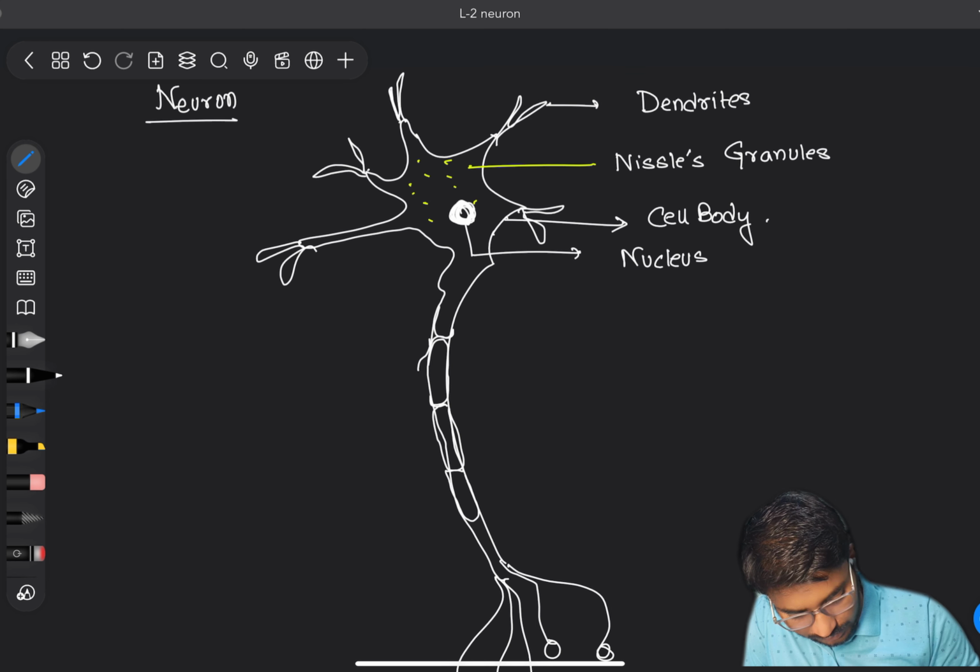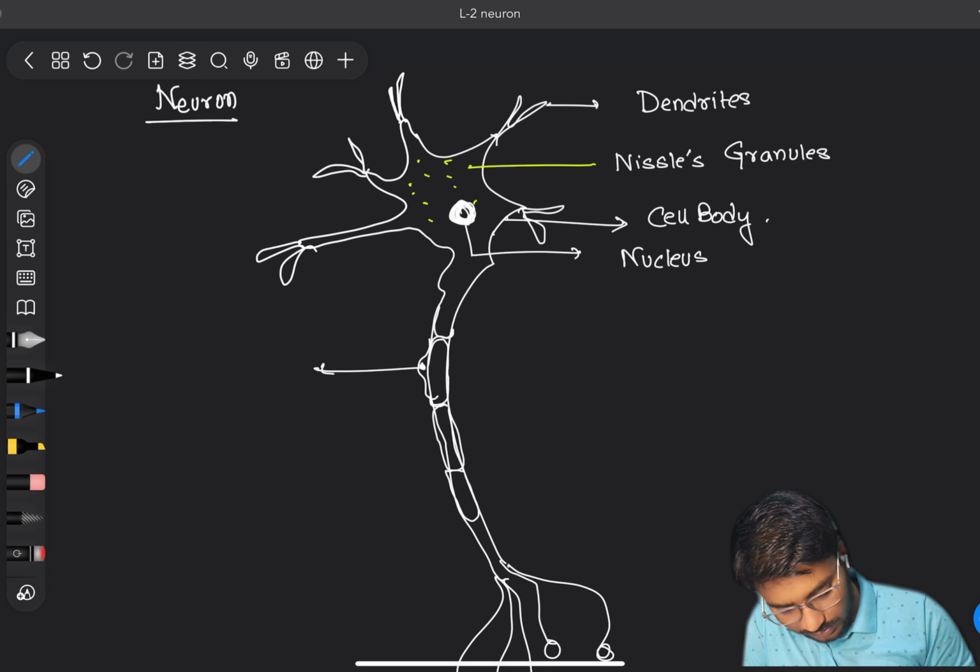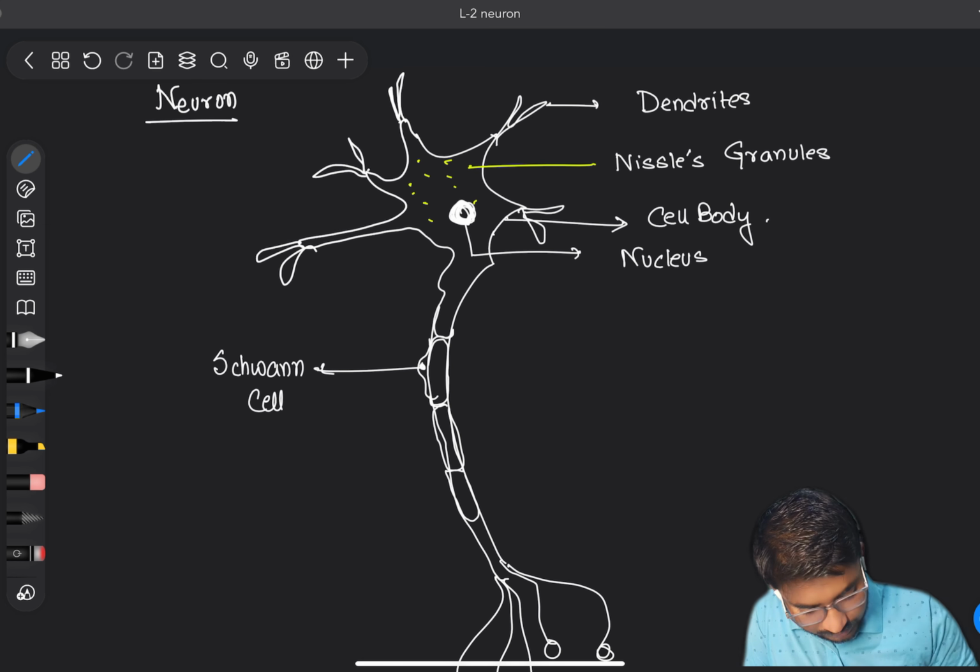Here, a small cell is called a Schwann cell, after the scientist Schwann. Here, this is an axon, which runs from the cell body.